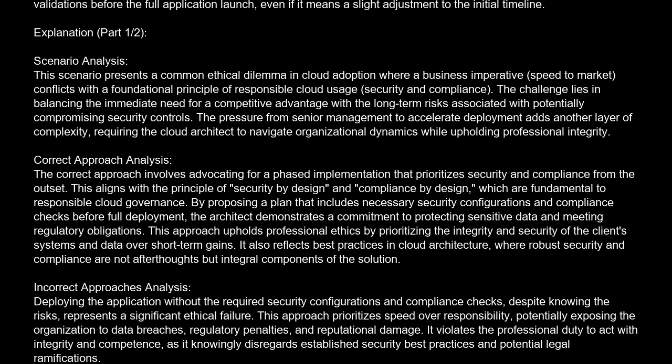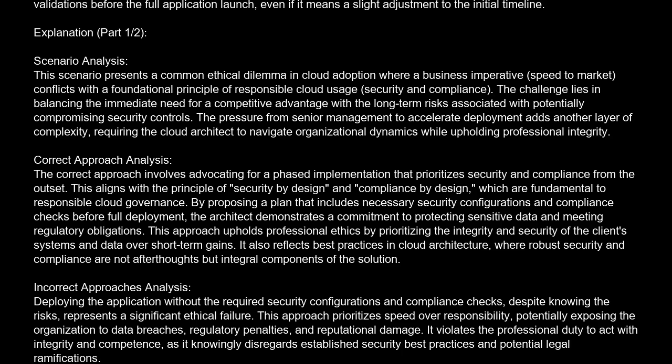The challenge lies in balancing the immediate need for a competitive advantage with the long-term risks associated with potentially compromising security controls. The pressure from senior management to accelerate deployment adds another layer of complexity, requiring the cloud architect to navigate organizational dynamics while upholding professional integrity.